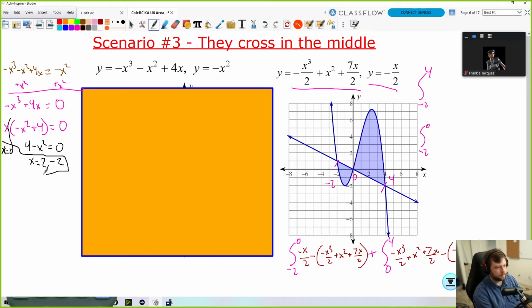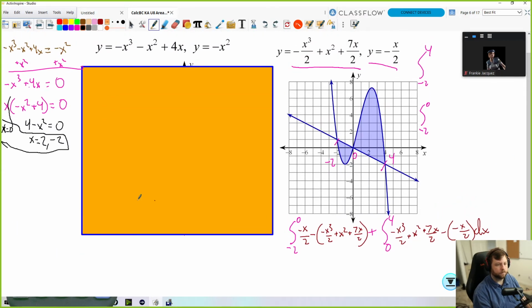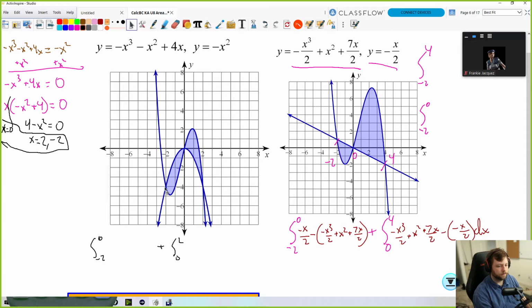Maybe it's puppies. So now I have 3 options. I have 3 points where they intersect. I know when I set up my integration, I'm going to have to split this up from negative 2 to 0, and then from 0 to 2. Okay, here's what it looks like. So negative 2 to 0 and 0 to 2.